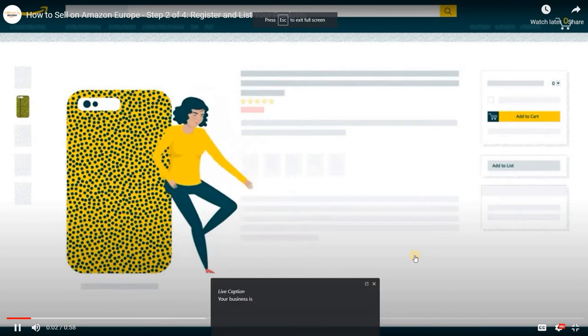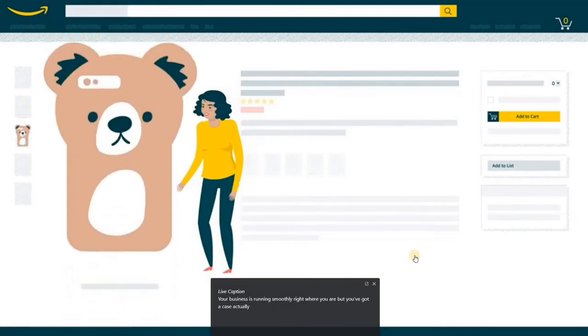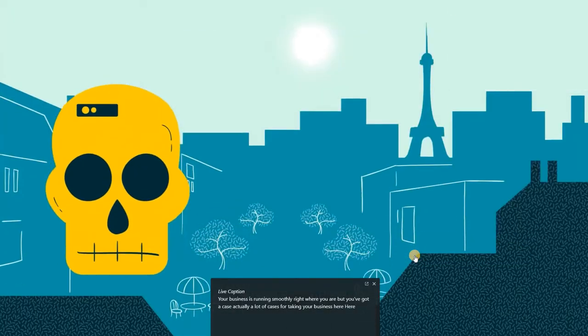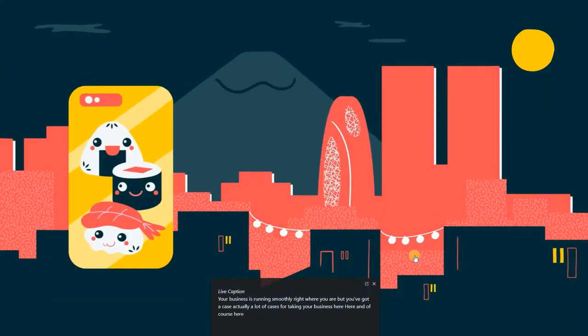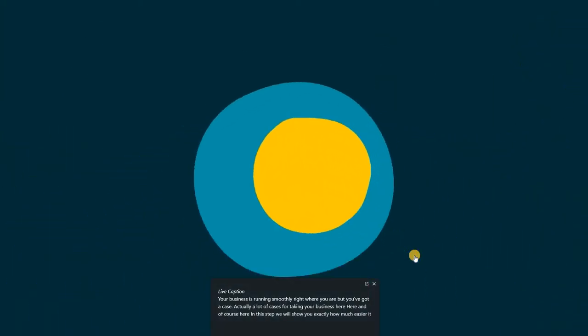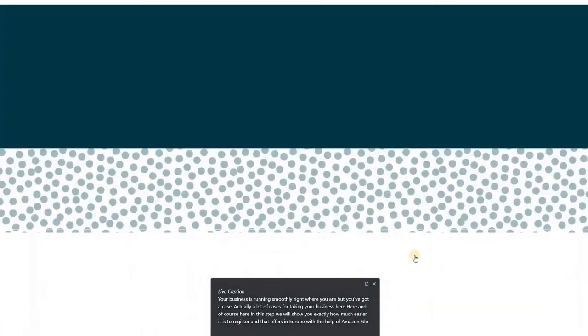Your business is running smoothly right where you are, but you've got a case, actually a lot of cases, for taking your business here, here, and of course, here. In this step, we will show you exactly how much easier it is to register and add offers in Europe with the help of Amazon Global Selling.